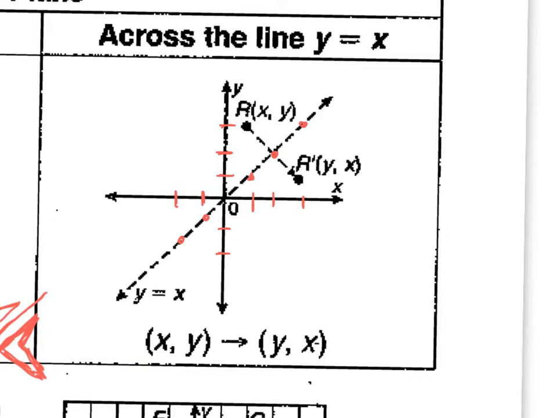So whenever you reflect over the line y equals x, what are you going to do? Look at the point. It was (x, y), and now it's (y, x). So what is the transformation? You flip x and y. So whatever points they give you, just flip them around. And that's it. Okay?